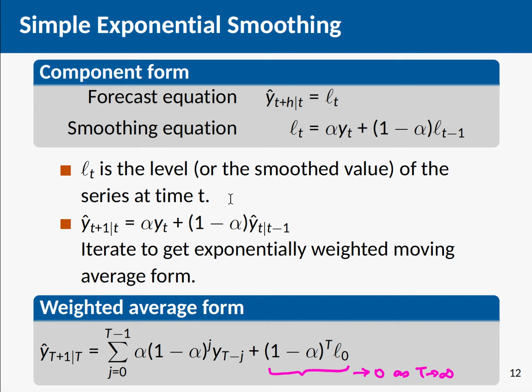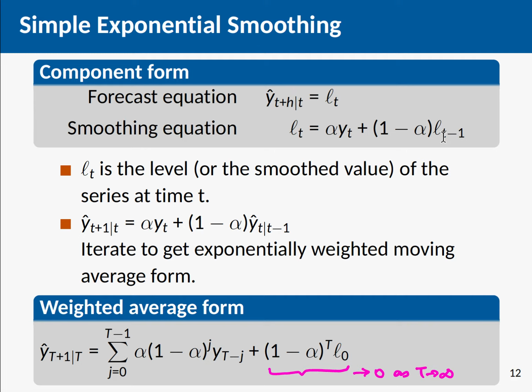So the level or the smooth values of the time series at time t. Typically in the component form, you would have a forecast equation and a smoothing equation. The forecast equation is going to tell you how the forecasts relate to the level of the time series, or if there were other components. In this case, we don't have seasonality or trends, so we just have a simple forecast equation. And then you have a smoothing equation, which is telling you how the level of the time series depends on the observed value of the time series itself and the past value of the level, right? So this is some sort of a weighted average here.